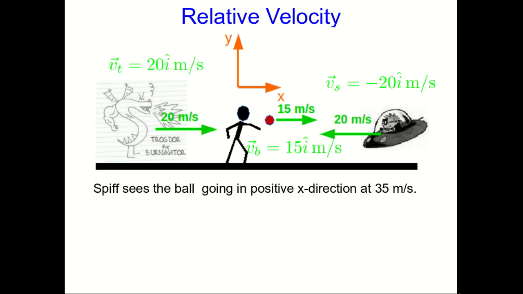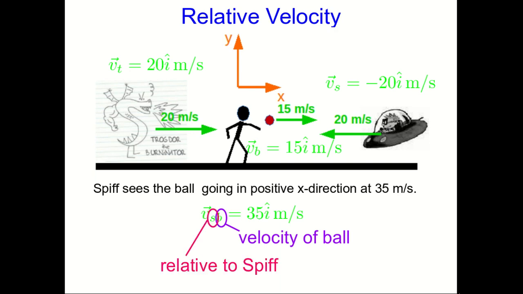Well, so Spiff sees the ball going to the right, so in the positive x direction, at 35 meters per second. You can probably convince yourself of that. And so I'm going to call that v sub sb. And so it's 35 i hat meters per second. And these subscripts, the second subscript is saying that this is a velocity of the ball.